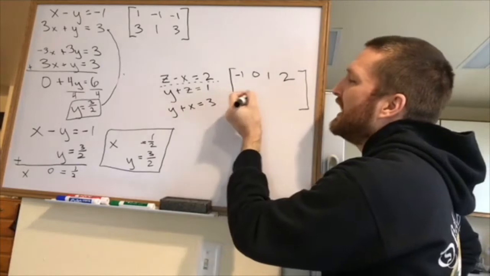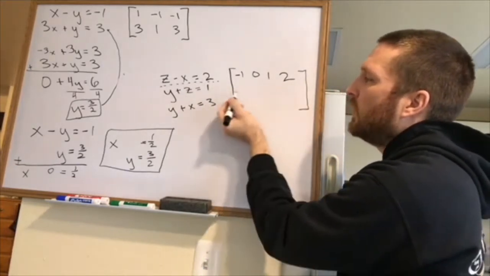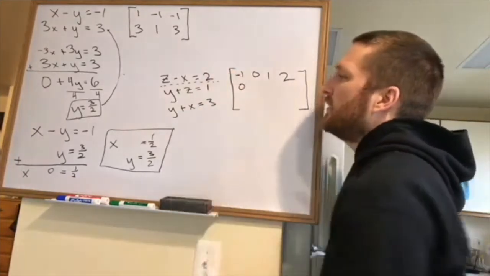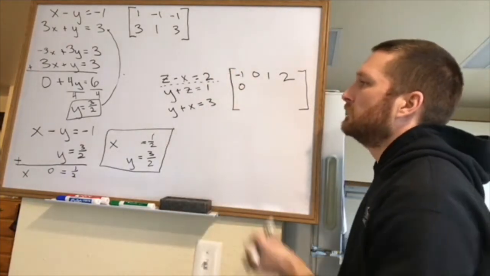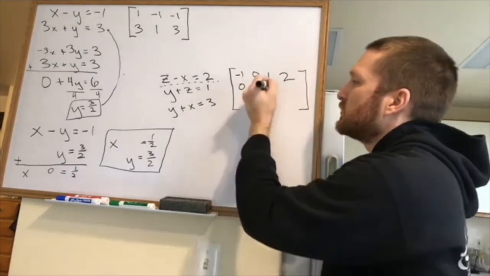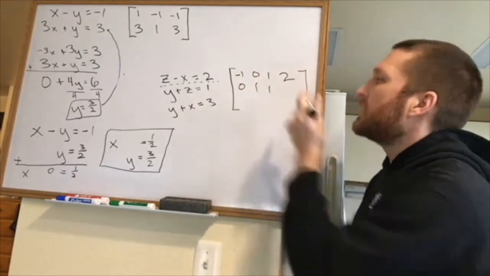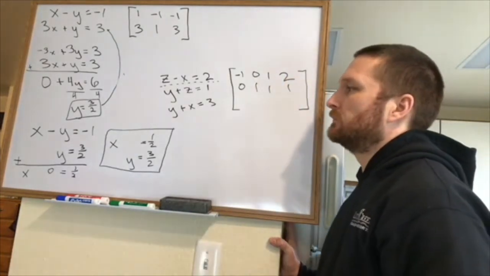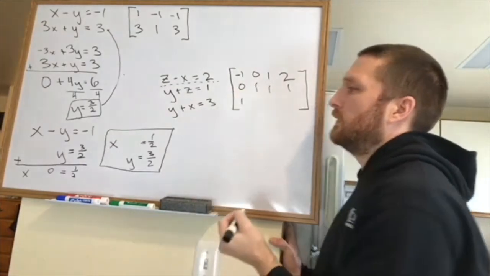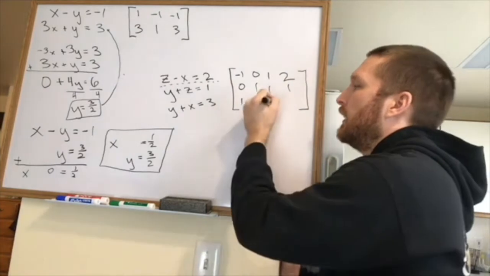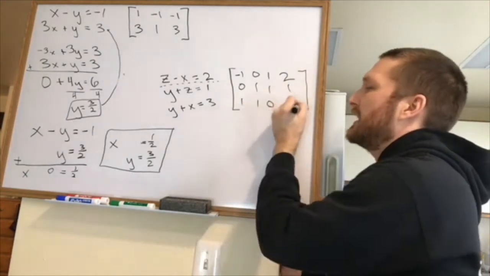What about the next row? What is the first thing in the next row? 0. A 0. And then a what? +1. Then +1. Finally, 1. What about the last one? +1. Then 0. Then 3. Good. Excellent. Right?